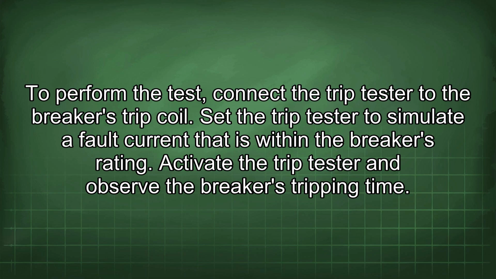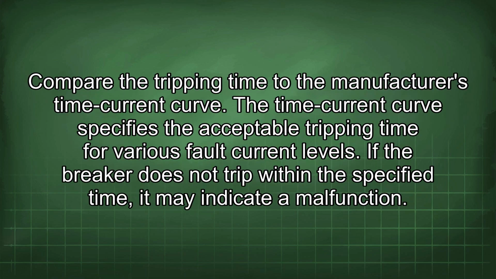Activate the trip tester and observe the breaker's tripping time. Compare the tripping time to the manufacturer's time current curve. The time current curve specifies the acceptable tripping time for various fault current levels. If the breaker does not trip within the specified time, it may indicate a malfunction.